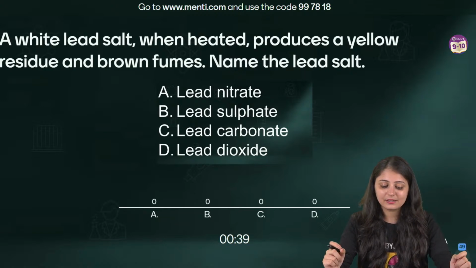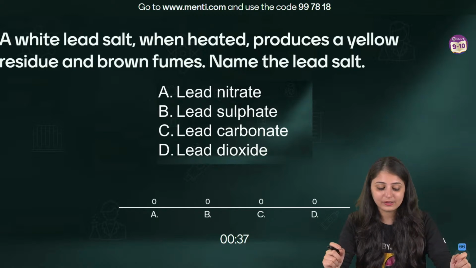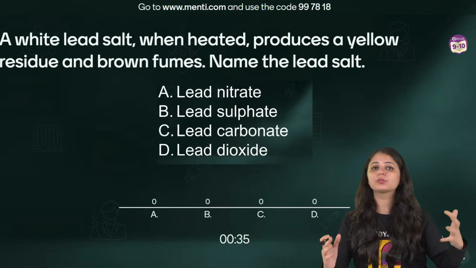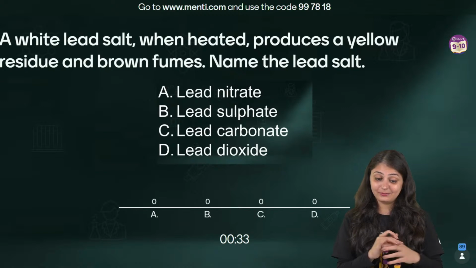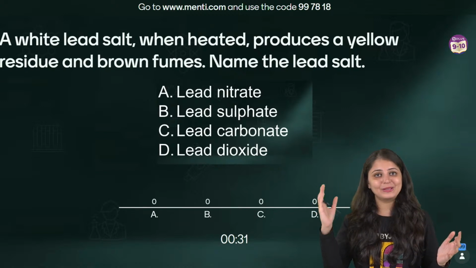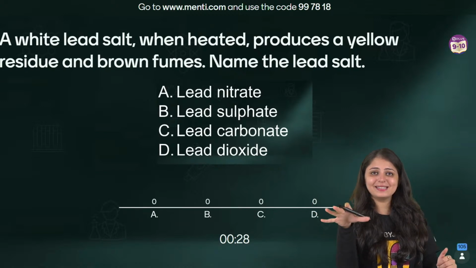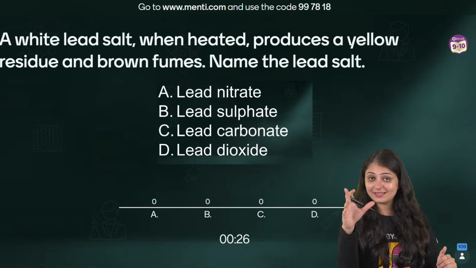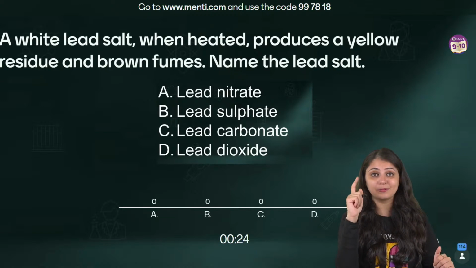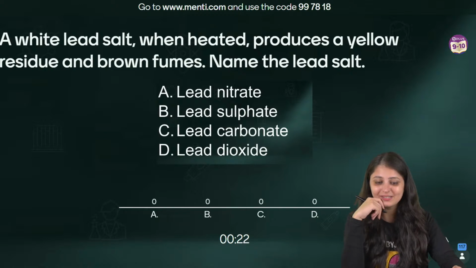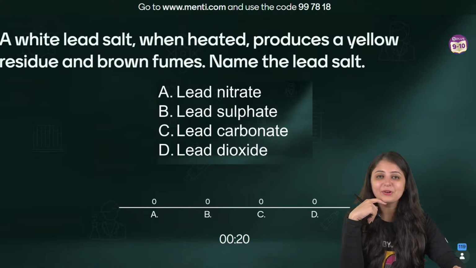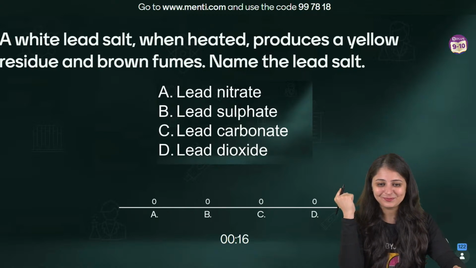Lead nitrate, lead sulfate, lead carbonate, lead dioxide. Now you might find more than one option that's white in color. So you have to read the question carefully. When this substance is heated, it's producing a yellow residue also and brown fumes. Yellow residue, brown fumes. You should get the answer as soon as you read it.